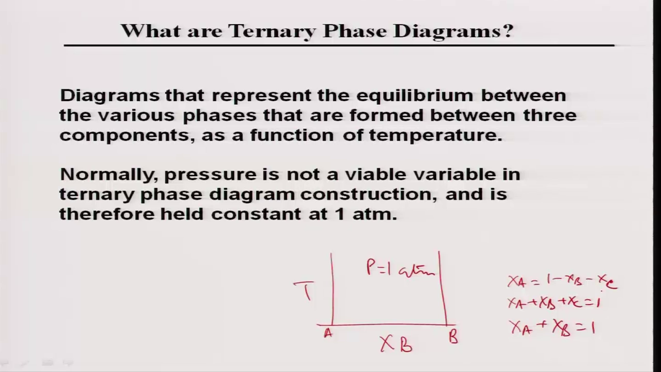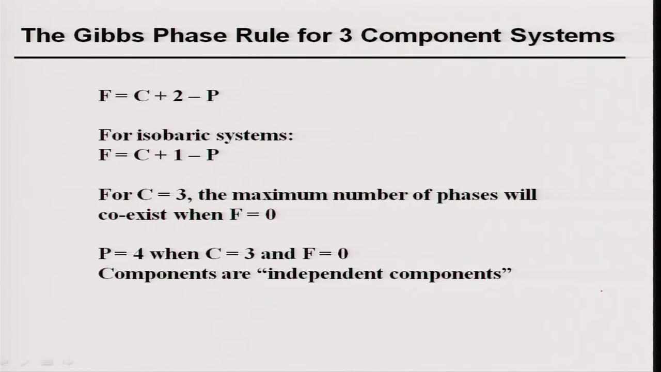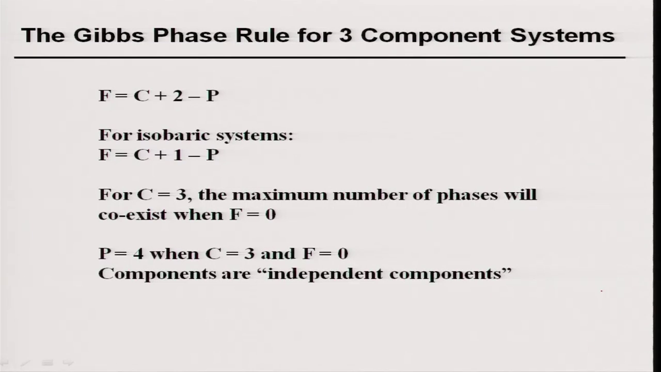So a ternary phase diagram is a representation of equilibrium of various phases between three components. The Gibbs phase rule does get applied here. This is basically the fundamental rule. As you know, F is equal to C minus P plus 2 for a system where pressure and temperature both are varying. But for an isobaric system where pressure is at one atmosphere, F is equal to C minus P plus 1.